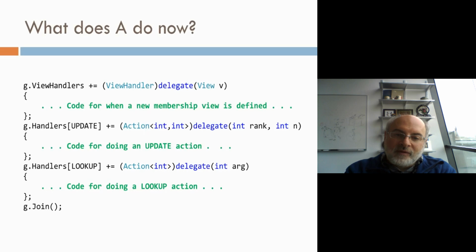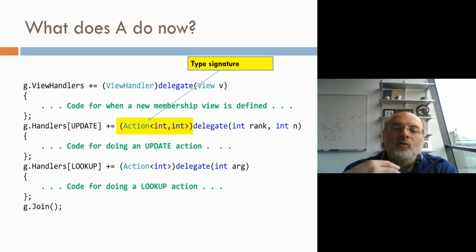Okay, so what happens next? We have this initialization where A attaches handlers, and as you've seen, what you have to do is attach a type signature, either a predefined one like the view handler, which is a predefined type signature built into ISIS, or you may have to define a type signature of your own. This particular delegate has 2 integers as its argument, and so it's of type action int.